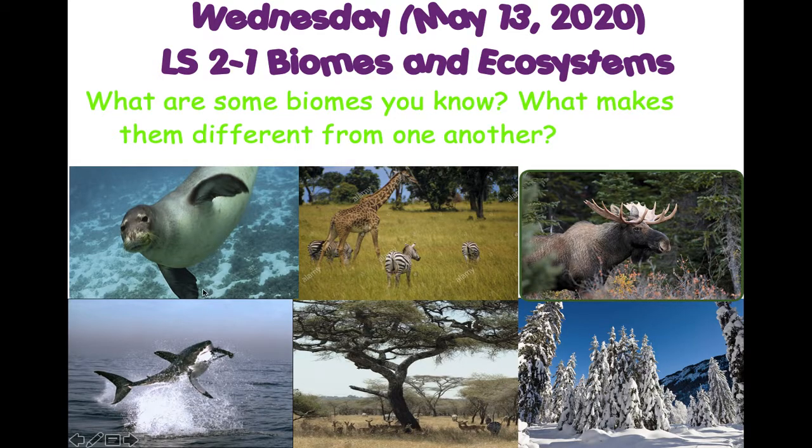The first one is an ocean, so saltwater oceans. The second one are grasslands or savannas. And the third one is a coniferous forest. And so in today's lesson, we're talking about each of these biomes, the abiotic factors that define them, and the biotic factors that define them. And we'll finish off with a quick Disney movie quiz.